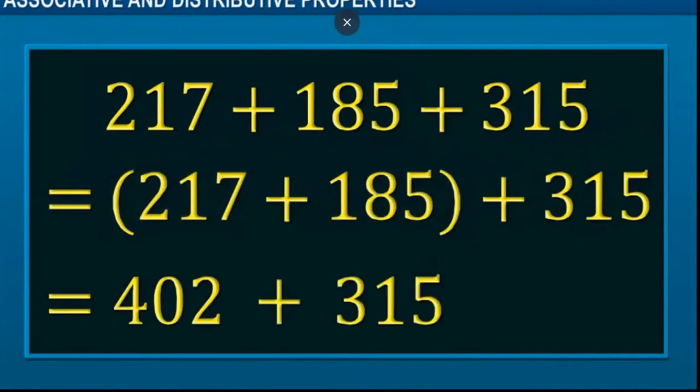To the sum of the first group, we add 15. The final sum obtained is 717.